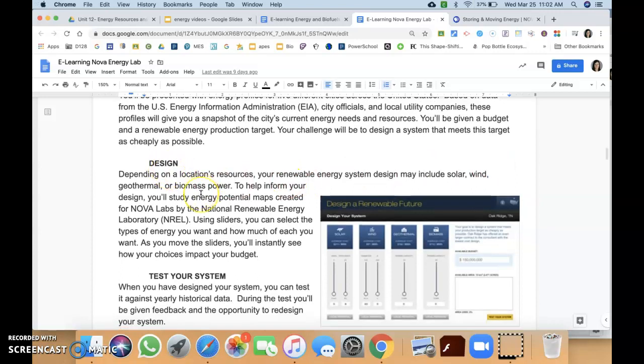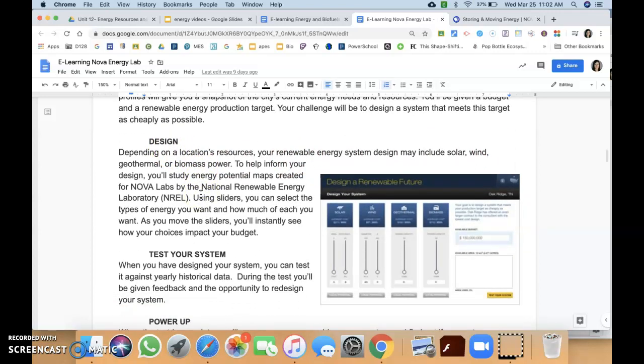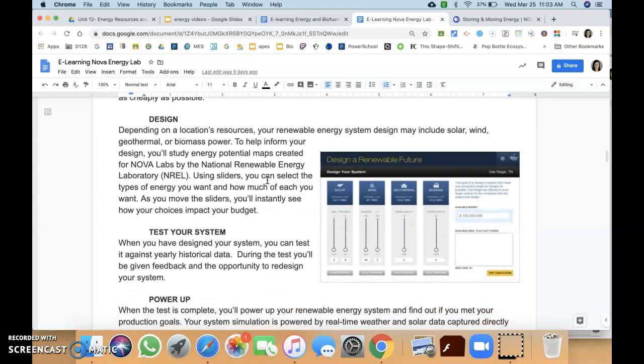Depending on the location, obviously, there are certain resources that are better for that location. Renewable energy system designs may include solar, wind, geothermal, or biomass. To help inform your design, you need to pay attention to maps of that area. There might be maps that show you sunlight, maybe maps that show you wind capabilities. And obviously, that's going to impact what choices you're going to make for that particular location.